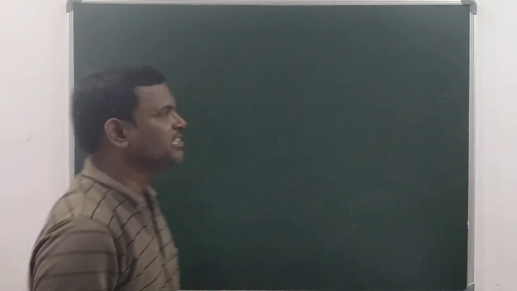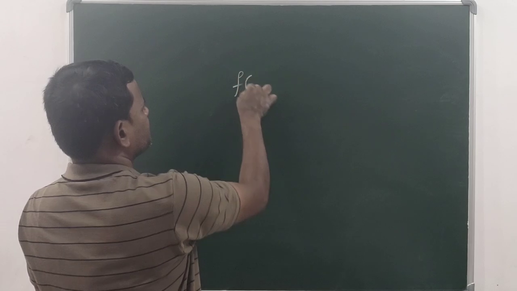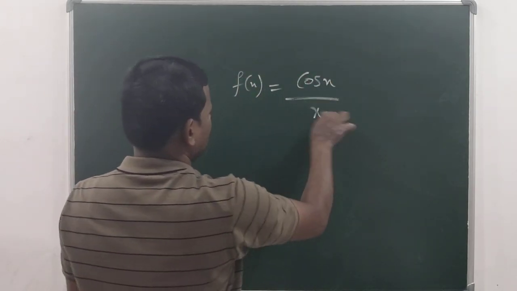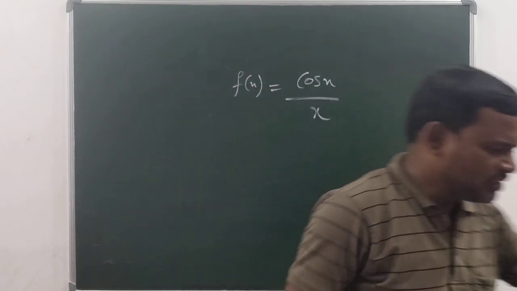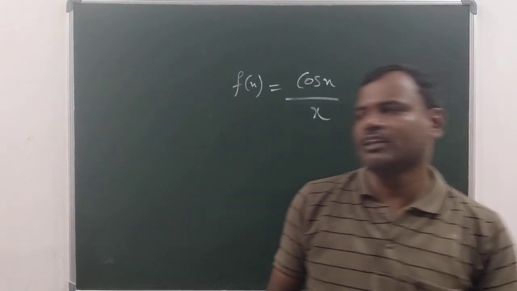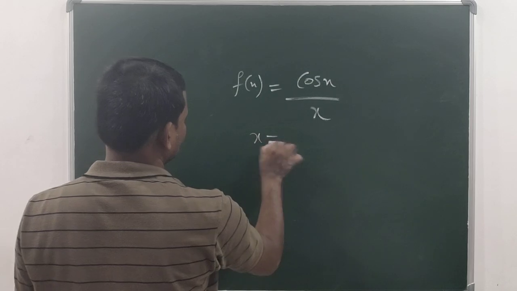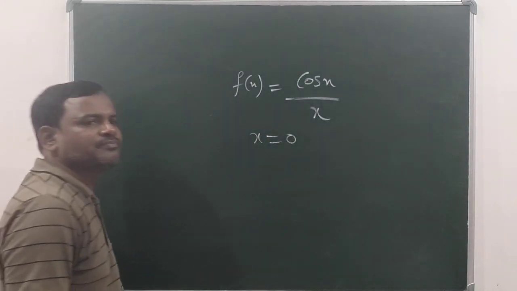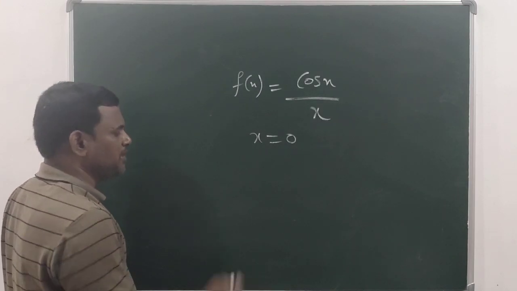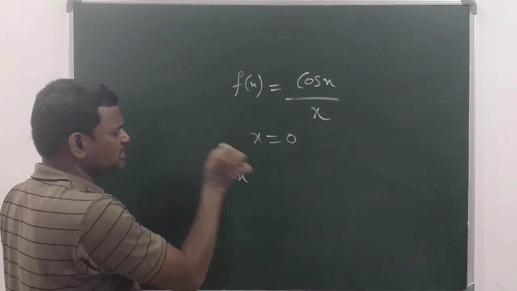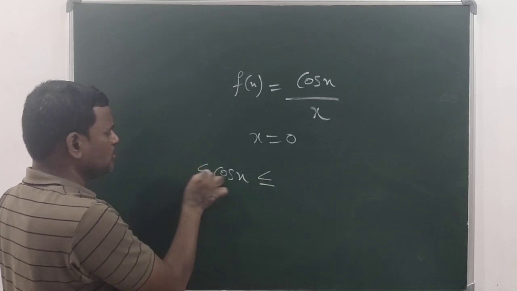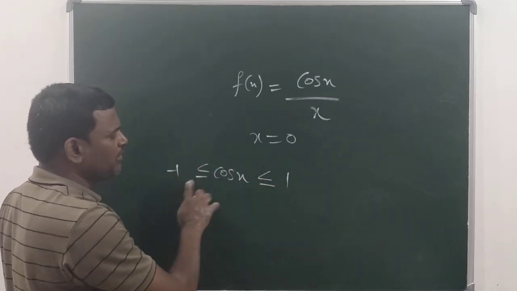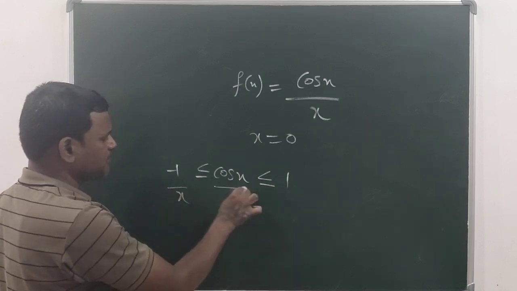Now let us check. See, f of x equal to cos x by x. Now check whether this function is continuous or not at x equal to 0. How do you check? Students, tell me. You know cos x is a bounded function, so its bounds are from -1 to 1. Now divide these three with x.